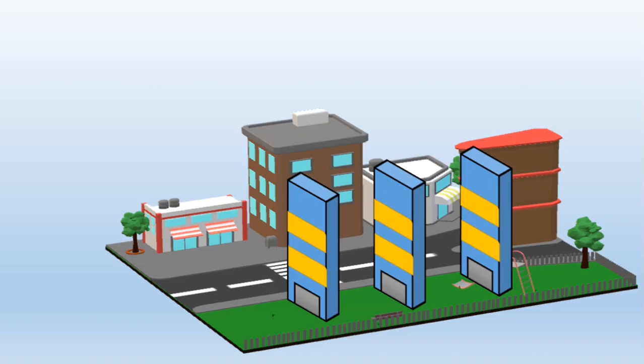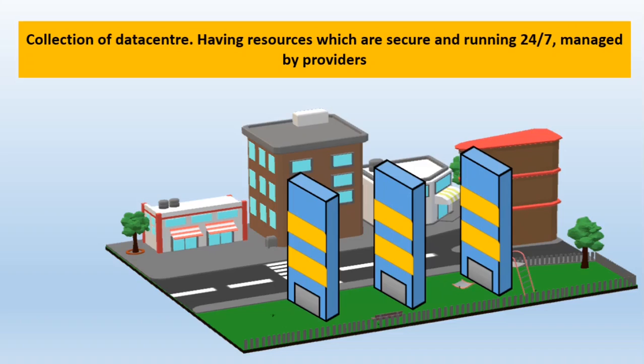So these data centers are different buildings where all the web resources, like web server machines and database servers, reside, and all these machines are running 24 by 7, and they are managed by the cloud providers, so that these machines have uninterrupted power supply and are available all the time, so that the application developer or application provider can concentrate on the application instead of managing these resources.